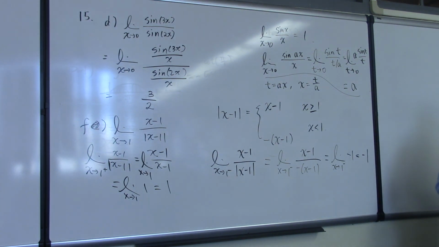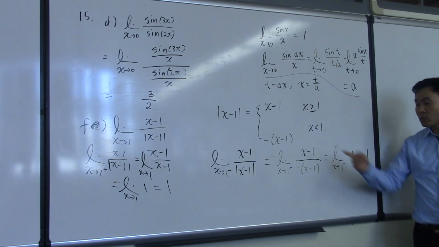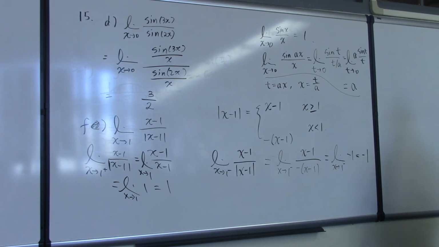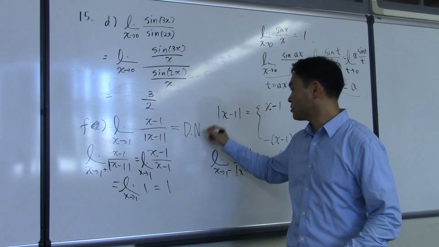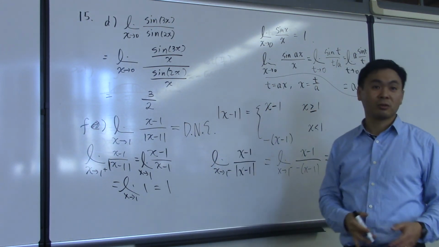Okay, we're still not done. What did we just do? We took a right limit and got 1. We took a left limit and got negative 1. What does that mean? The limit does not exist. So the proper answer for this is that it diverges, or it does not exist.